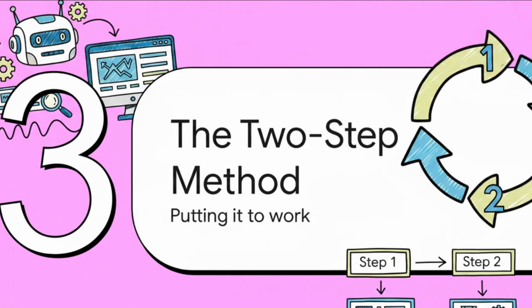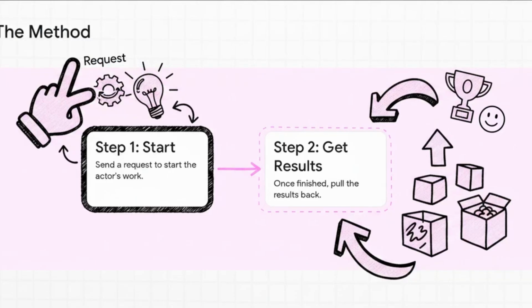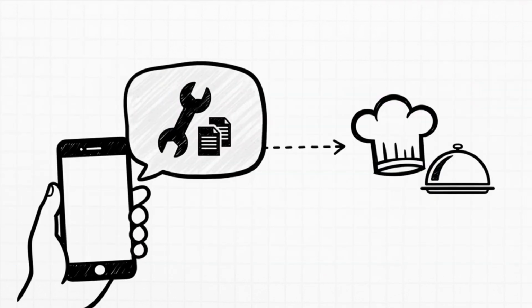All right, so you found your virtual assistant. How do you actually put it to work? This brings us to the real heart of this whole thing, the two-step automation method. And you're not going to believe how simple this is. It's literally just two steps. Step 1, you make a request to start the actor. Basically, you tell it to get to work. And then, step 2, once it's all done, you make a totally separate request to go and pick up the results. Let's use an analogy that'll make this crystal clear.